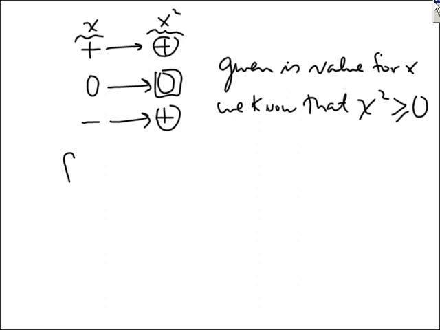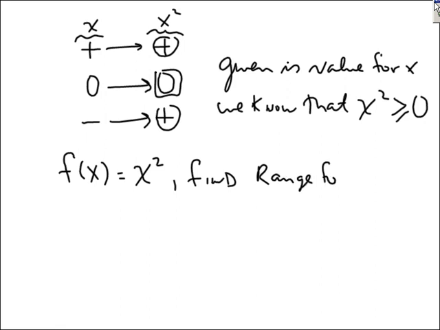Okay, so if f of x is equal to x squared, find the range for f. Well, what's the domain for f? Well, there's no denominator and there's no square root, so it's all numbers. A second check, I can multiply any number by itself. I can multiply negative numbers by itself, fractions by itself, 0 by itself, positive numbers by itself. The domain is anything. Now, what's the range?